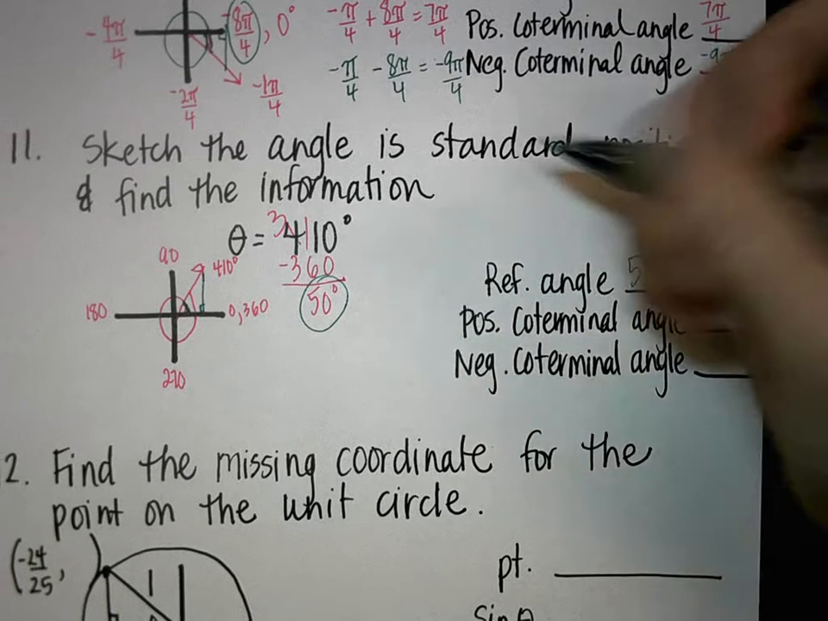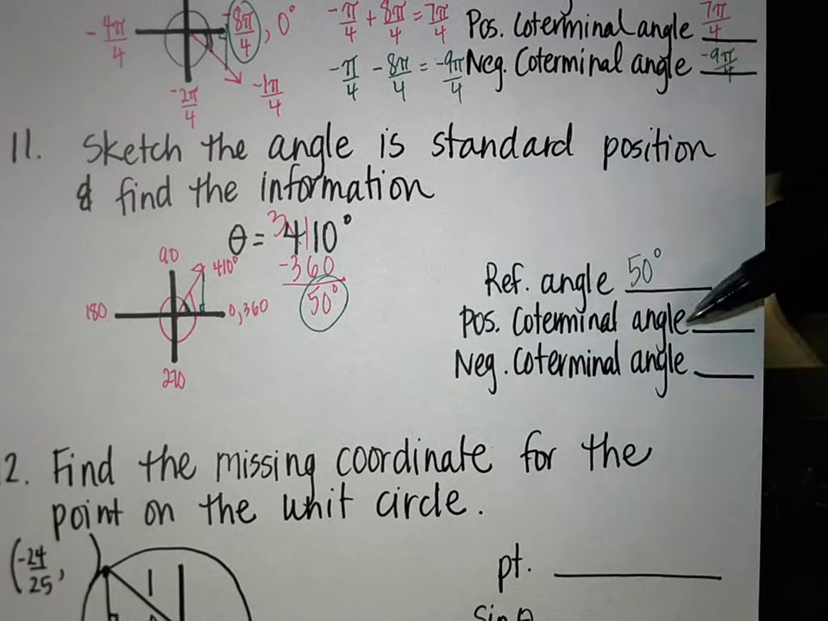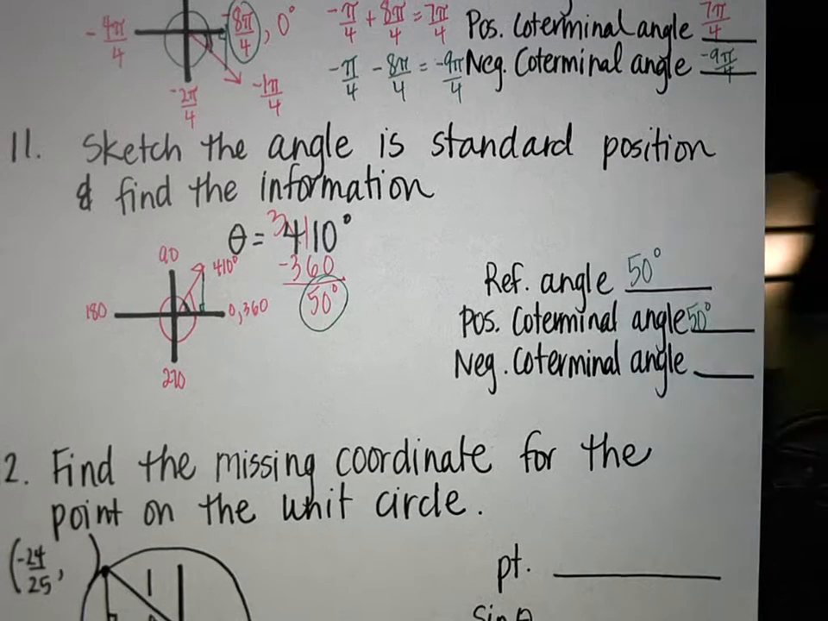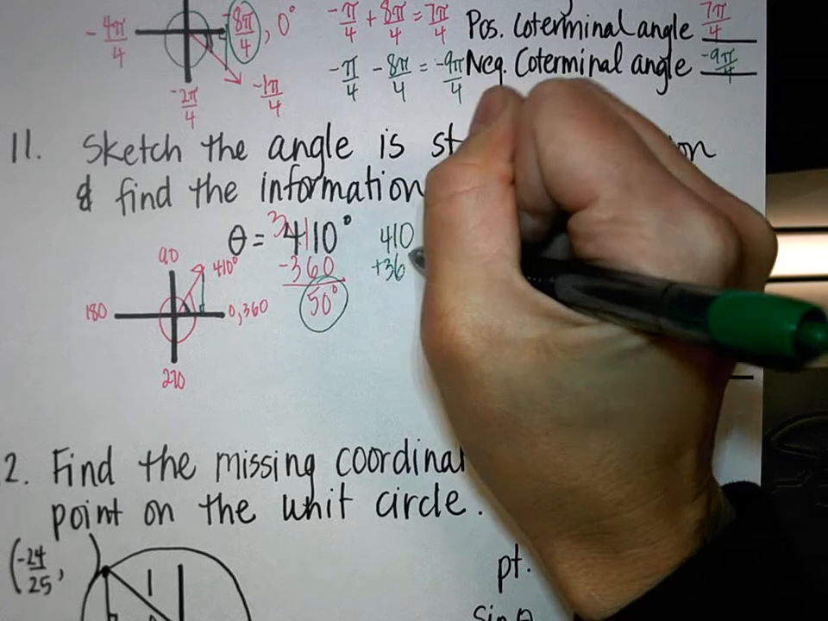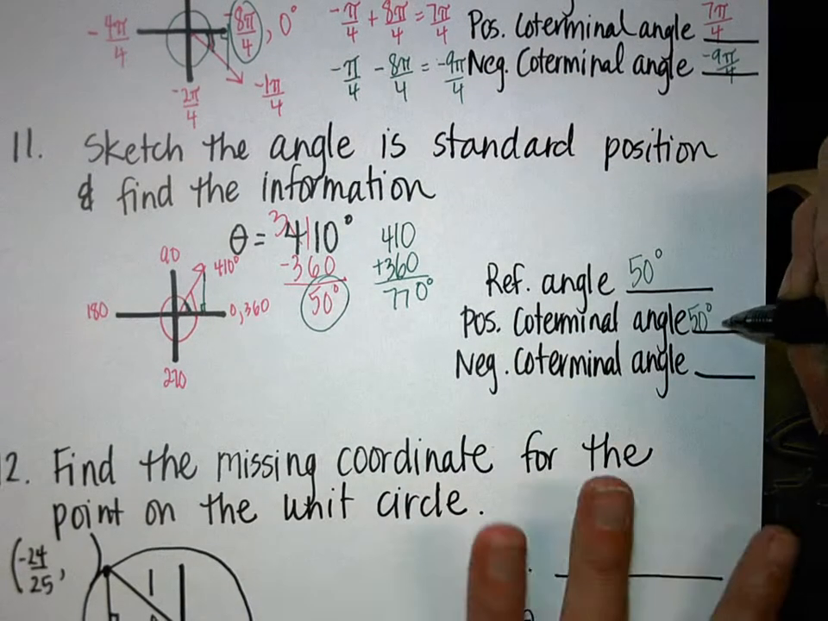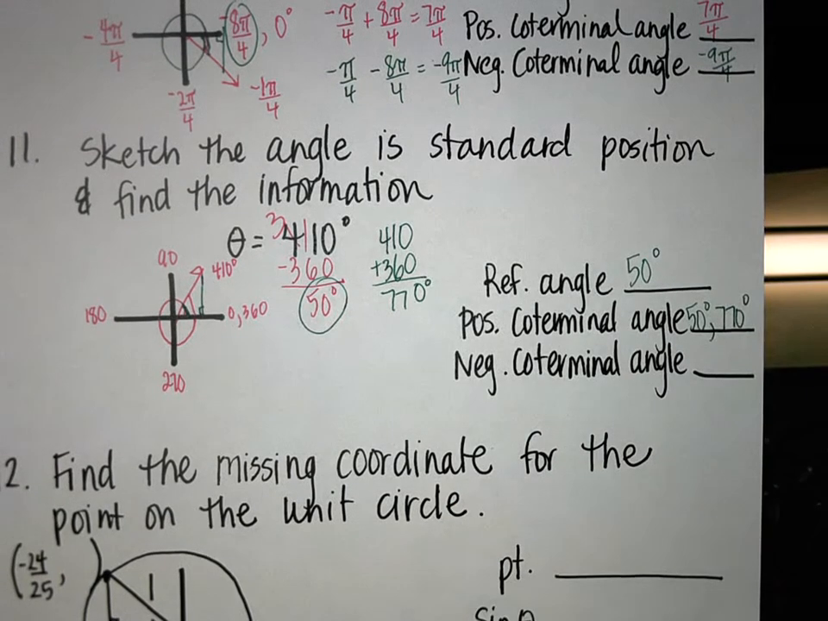What's nice about this is we subtracted, and a positive coterminal angle is 50 degrees. If you wanted to take 410 and just add another 360 degrees to it, another answer that you could have written for a positive coterminal angle would be 770 degrees. Either of those answers are appropriate.